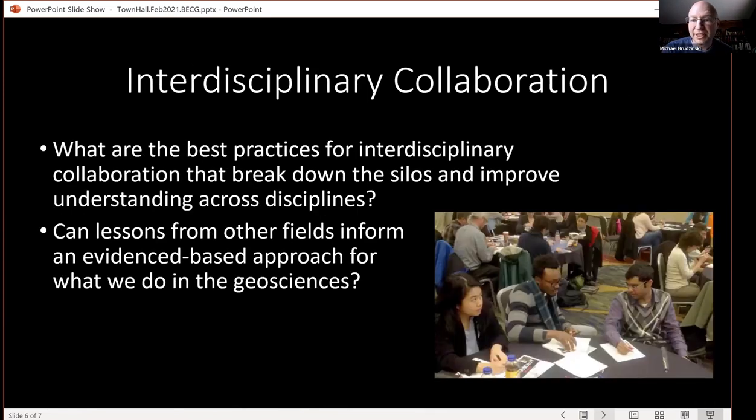I think certainly you'll hear throughout the discussion from the working groups the importance of interdisciplinary collaboration. So I think our group is thinking about helping to identify what are the best practices for interdisciplinary collaboration. They break down those silos and improve the understanding across disciplines, right? So in many ways, are there lessons that we can learn from other fields that would inform a more evidence-based approach to what we do here in the geosciences, right? Are there some lessons that can be learned that will improve our ability to do that interdisciplinary collaboration?